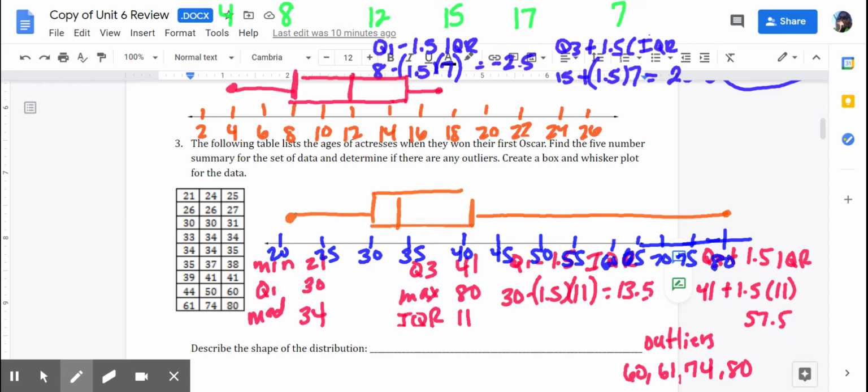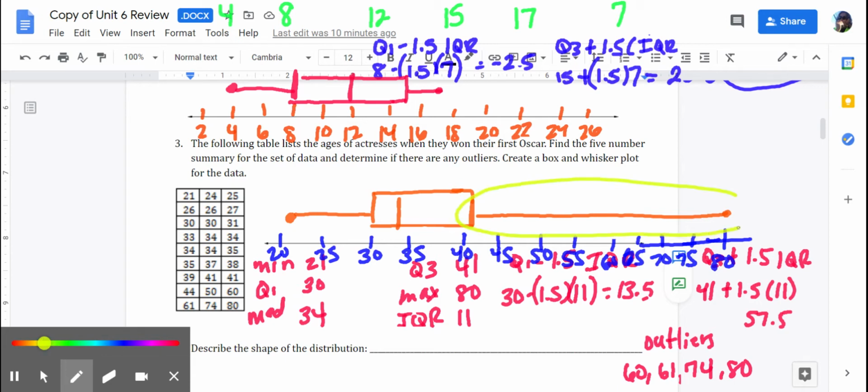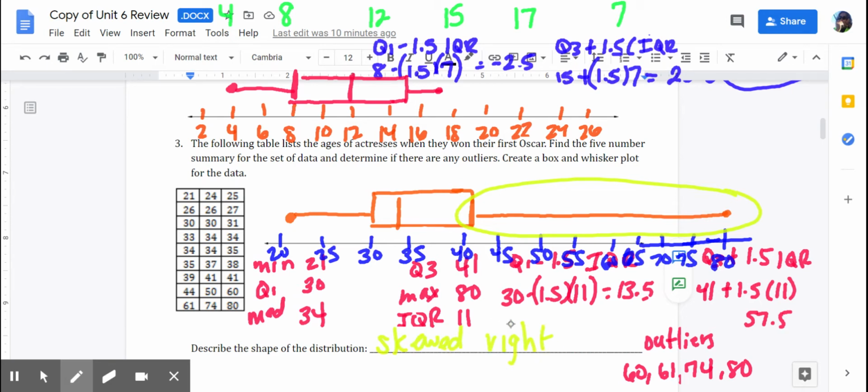The last question I'm being asked is to define the shape of the distribution. I can see that I have a lot of space here, and that is on the right side of my graph, so we would describe this as skew right. That tail is extremely long for that problem.